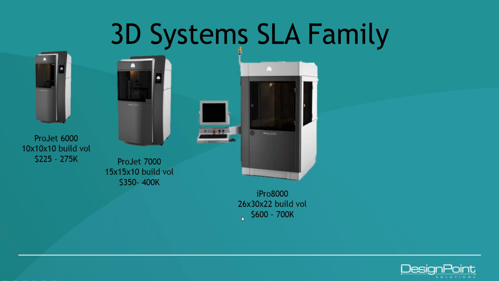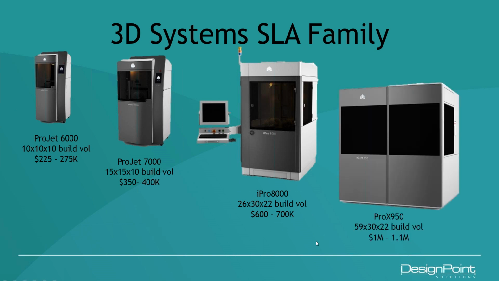This build volume is 26 by 30 by 22. The price tag for this machine, given what it can do and the size of it, starts around $600,000 to $700,000. And then the big granddaddy machine is our Pro X 950, which literally has almost a 5-foot by 30-inch by 22-inch build volume.